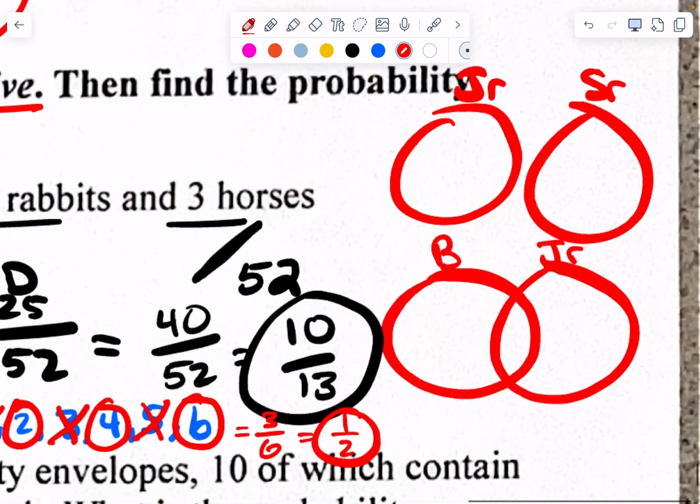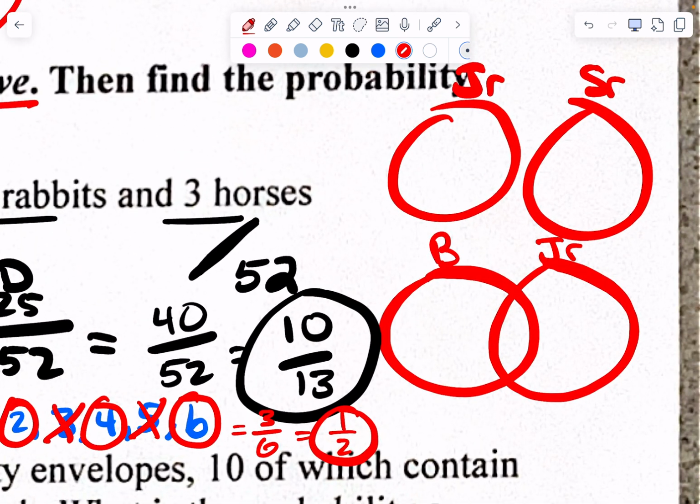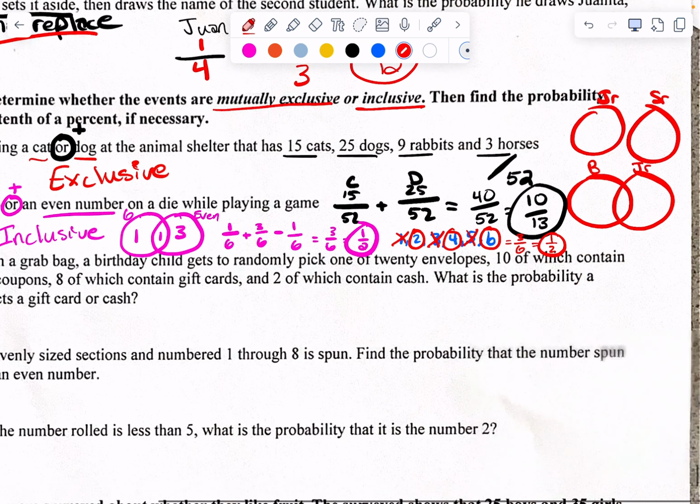The red circle is over here. I was explaining what inclusive and exclusive were. Exclusive is junior, senior. Inclusive is like boy and junior. Could be both, right? Okay, next.